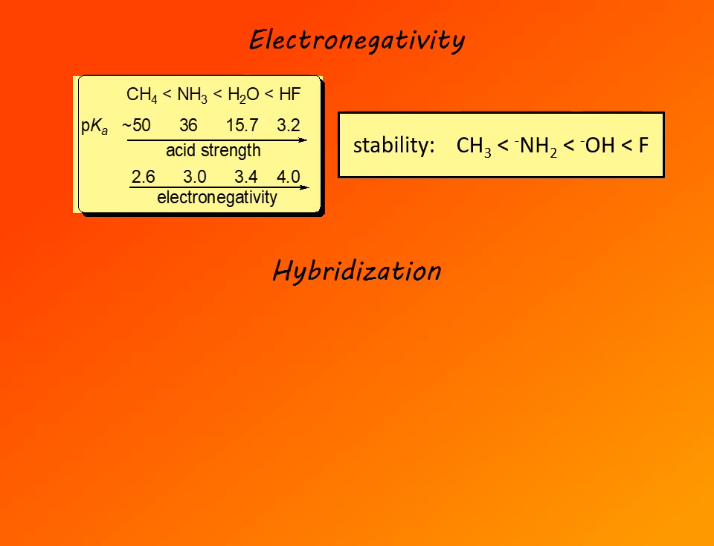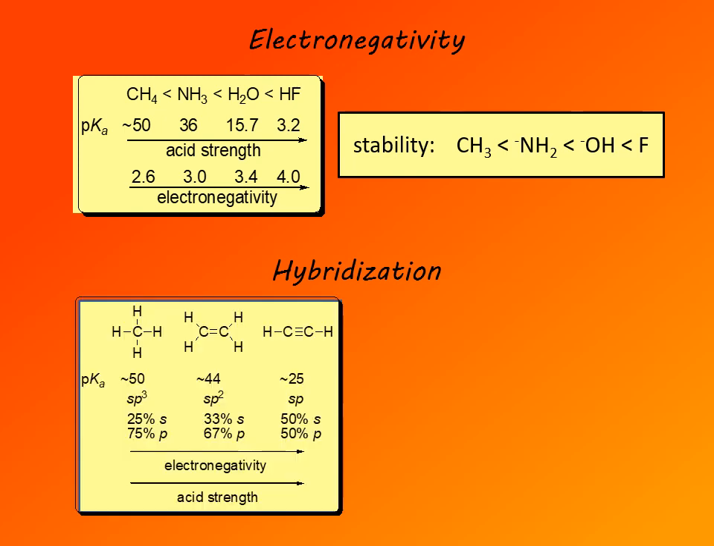Next effect that is related to electronegativity is hybridization. And hybridization is best examined on hydrides of the same element, of atoms of the same element that are of different hybridization. And since this is organic chemistry, of course, it is best to examine carbon. So when we consider hydrocarbons, in which carbon is of different hybridization, we have just seen that methane has pKa of 50, and carbon is sp3 hybridized. Then we have ethene, where pKa is about 44.